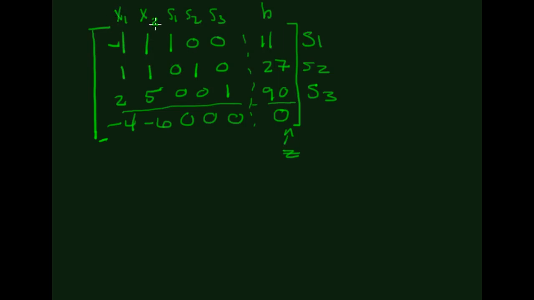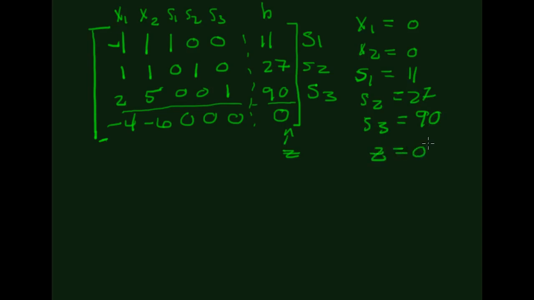So this is how I read this table. Currently, neither x1 nor x2 has a value. So x1 and x2 are both 0. Well, if x1 and x2 are 0, then s1 has to be 11, because 0 plus 11 is 11. s2 has to be 27. s3 has to be 90, and the Z value is 0.